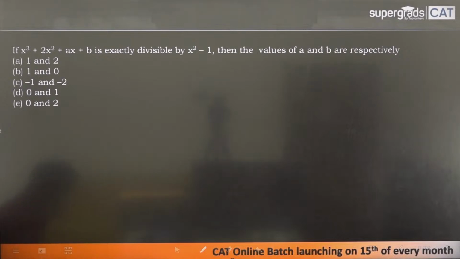Now the question has been changed thoda sa. If x cube plus 2x square plus ax plus b is exactly divisible by x square minus 1, then the values of a and b are respectively what?